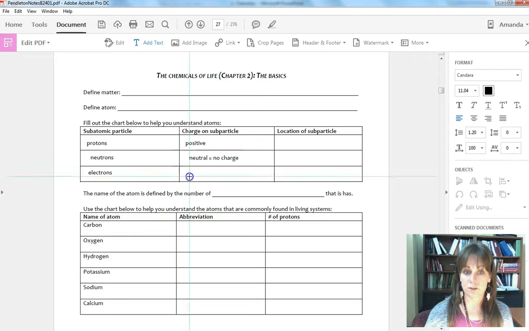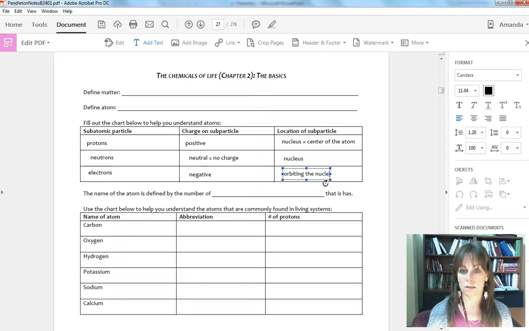And then electrons are going to be negative. Okay. And where's the location? Well, protons and neutrons are in the nucleus, which equals the center of the atom. And then electrons are orbiting the nucleus.